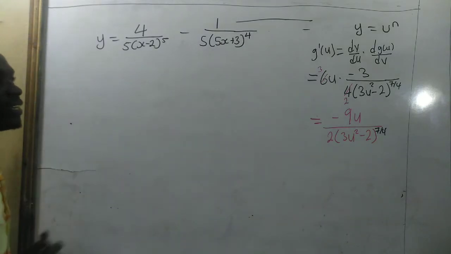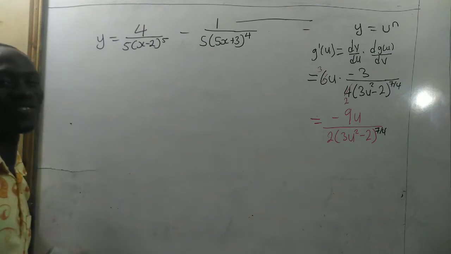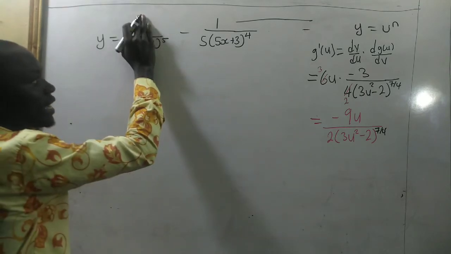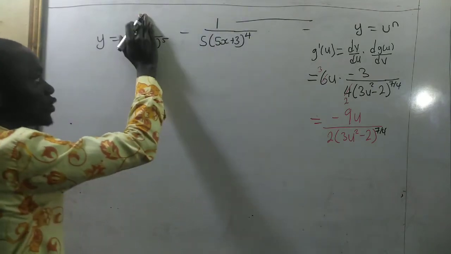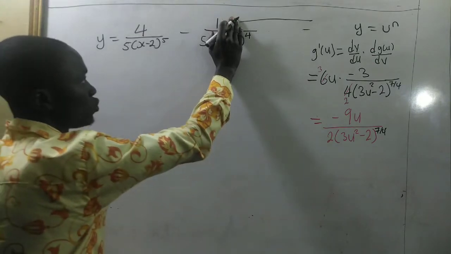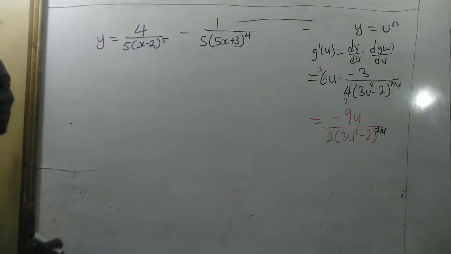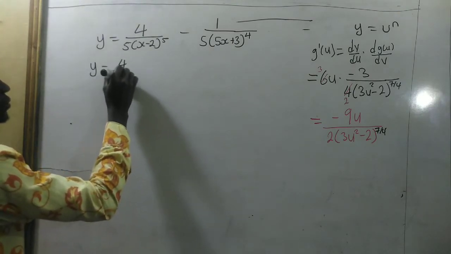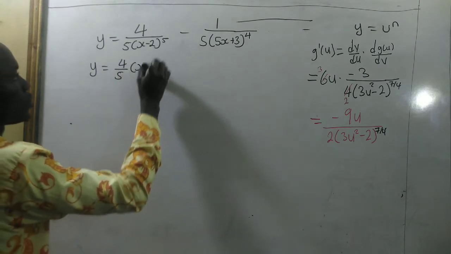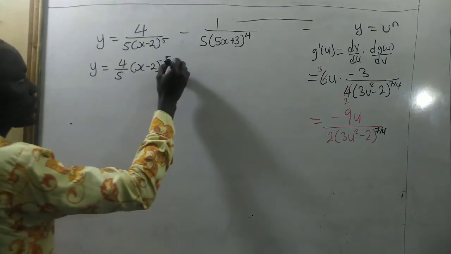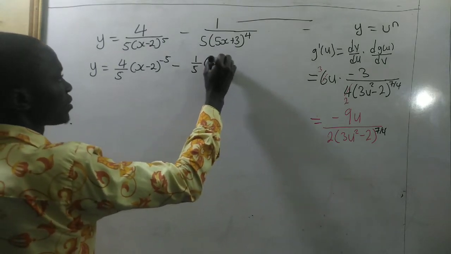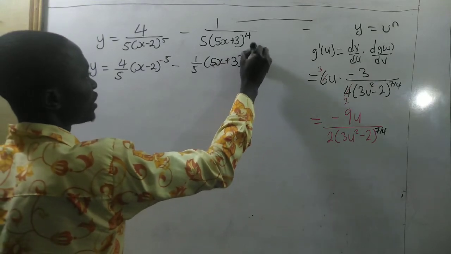How do we find the derivative of y with respect to x? This is not integration, this is differentiation. So how do you differentiate this? So what we do is that we differentiate this term by term. So we take this one and we differentiate. We take this one too and then we differentiate. So let's simplify it first before we do the differentiation. So here y is equal to 4 out of 5 times x minus 2 to the power negative 5 minus 1 out of 5 times 5x plus 3 to the power negative 4.